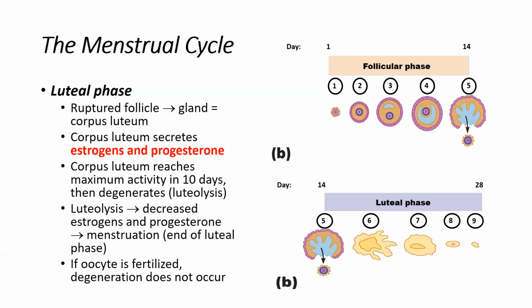If the oocyte is fertilized, if there is viable sperm in the reproductive tract and there is fertilization, the degeneration of the corpus luteum does not occur, because we need the corpus luteum. The corpus luteum is helping to secrete the progesterone and the estrogen that's required for the development of a fetus if fertilization occurs. If not, this corpus luteum dies and the endometrium sheds off, and that is menstruation.